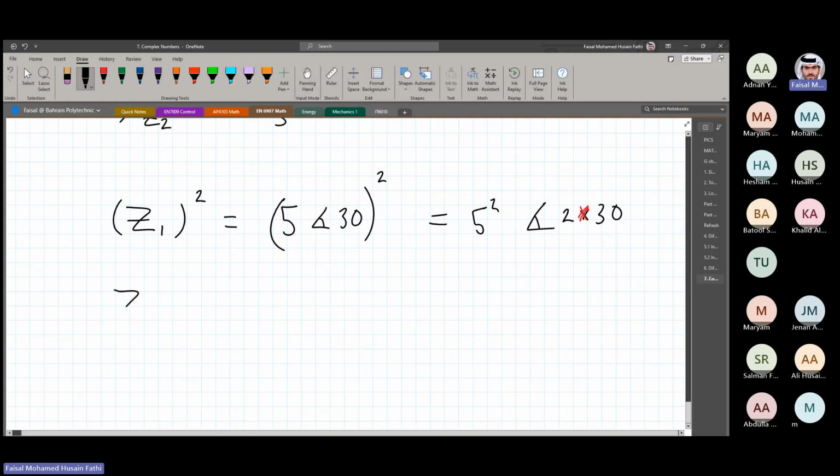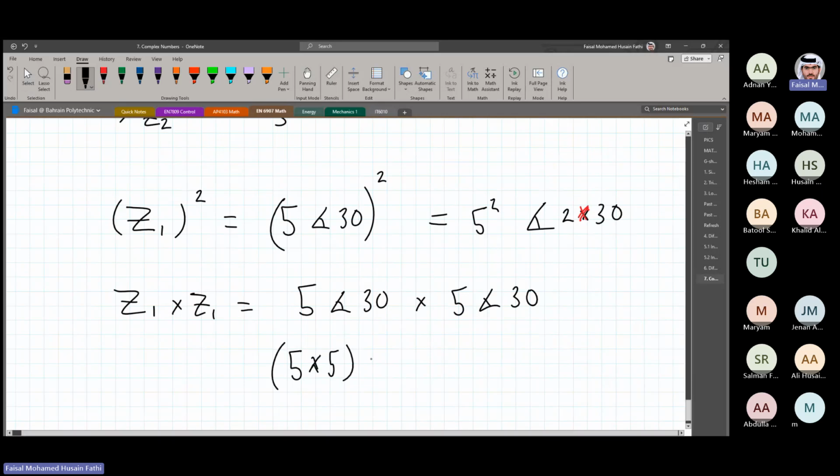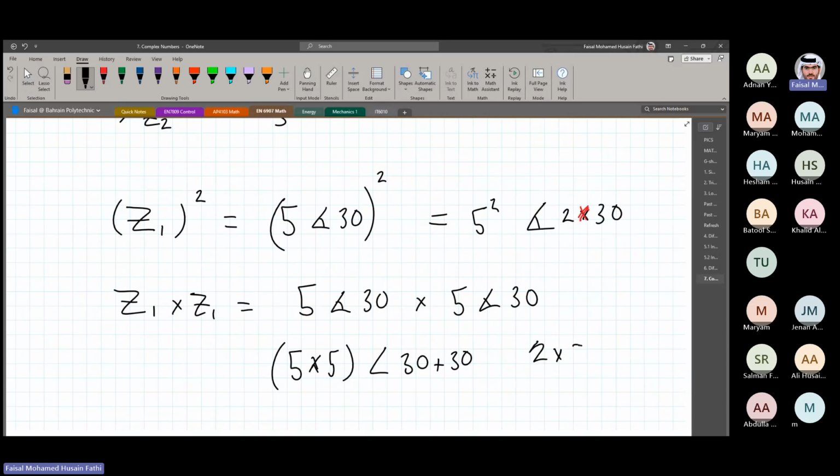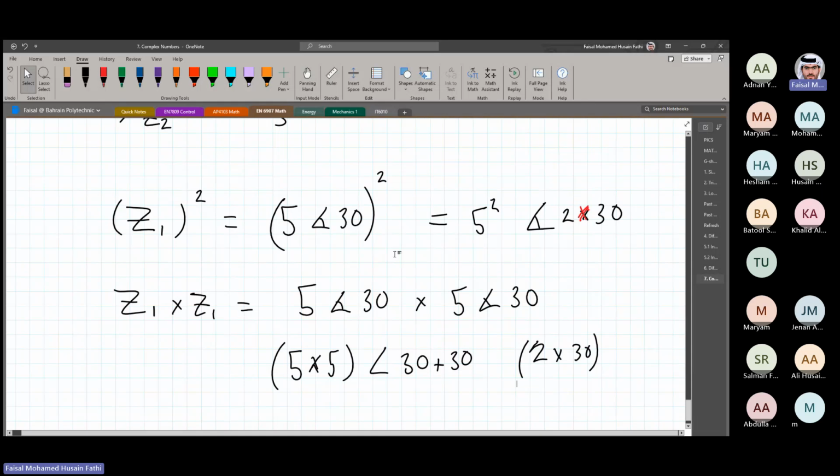What is the proof of this? If we do Z1 times Z1, isn't that Z squared? This is equal to 5 angle 30 times 5 angle 30. 5 times 5, magnitudes will be multiplied. Angles will be added. So it's 30 plus 30. Or in other words, it's 2 times 30. Right or not? So this is, I think it's called the Moivre's theorem. I don't remember exactly. Yeah, and that's it. That's how you solve it.